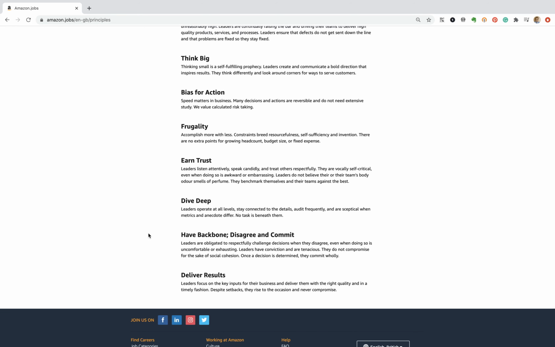To begin with, I'll start with Have Backbone; Disagree and Commit. Friends, this is really interesting, something very specific to Amazon. Just imagine a situation wherein you and your fellow teammates are having a design discussion, and two or three or four people are working on a project, and you disagree with the way your peer wants to implement it, and you're not able to reach a consensus.